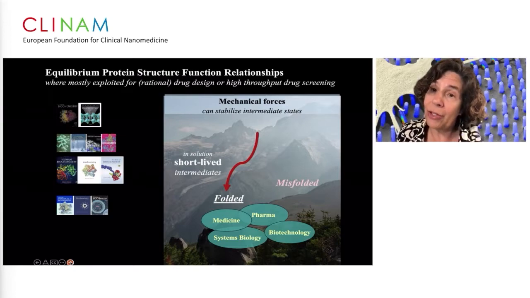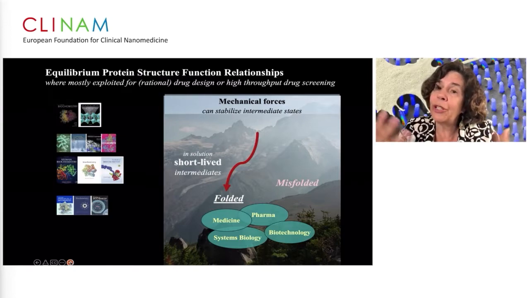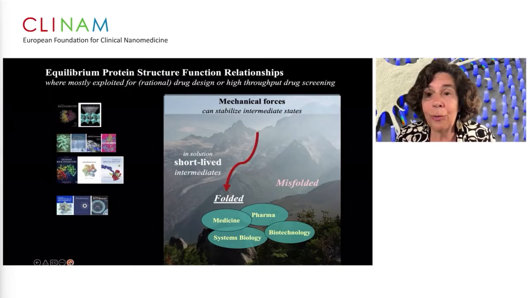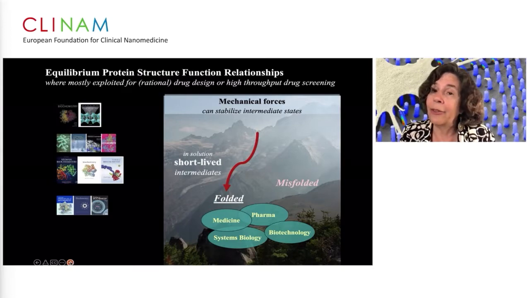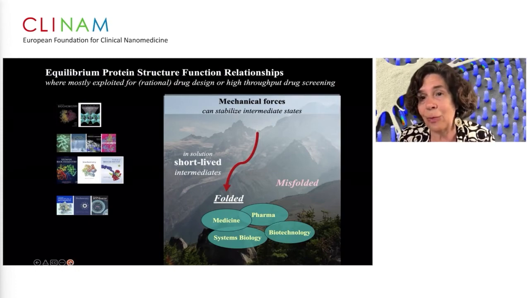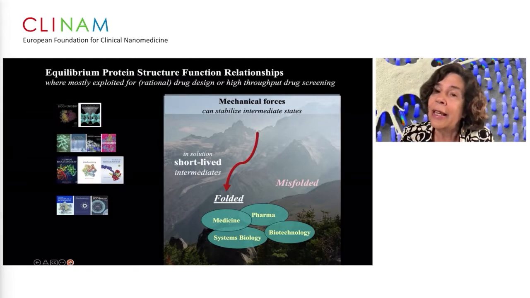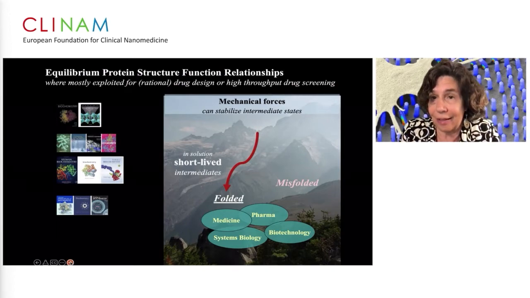So what was understood very well is how proteins fold along a very complex energy landscape. And for a long time, we thought mostly folded proteins have an important role to play in biology. And particularly in the lab, intermediates were often not even accessible because they were so short-lived and therefore not accessible for drug screening applications. However, imagine that you take a protein and pull on it, then you might stabilize some of these intermediate states that otherwise would not be seen.